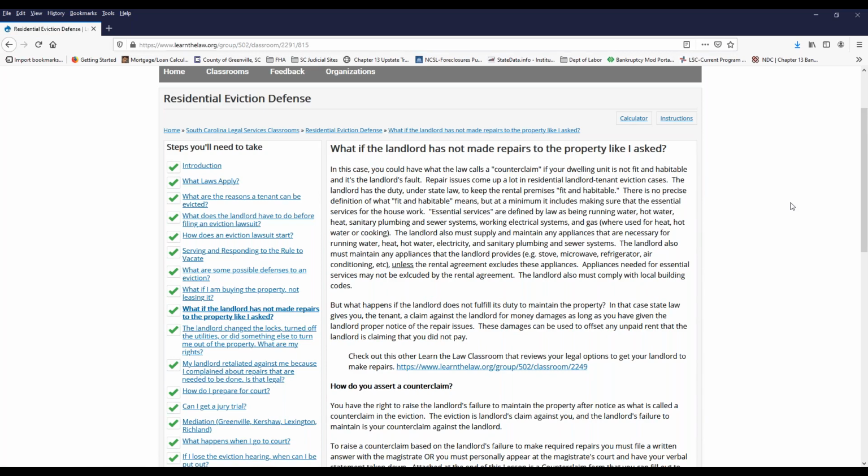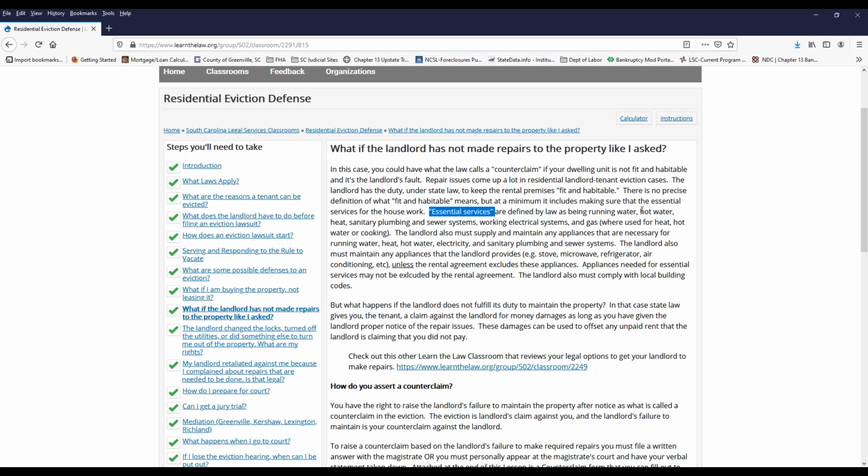One thing that comes up is, is the repair the type of thing that the landlord is required to resolve? Generally speaking, the landlord is required to maintain the property fit and habitable, but there's no precise definition as to what fit and habitable means. The landlord is also supposed to comply with building code requirements that affect health and safety. At a minimum, these things mean that the landlord has to make sure that essential services in the house work. Essential services are defined by law.